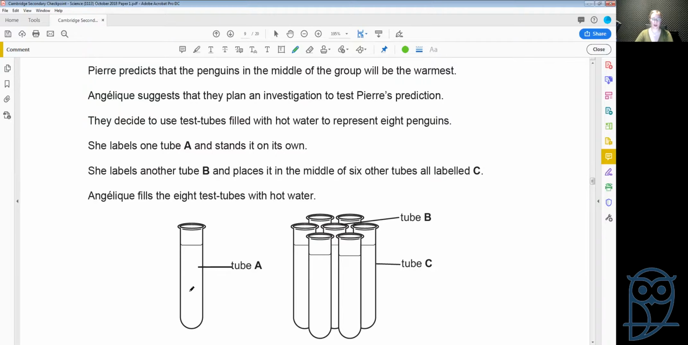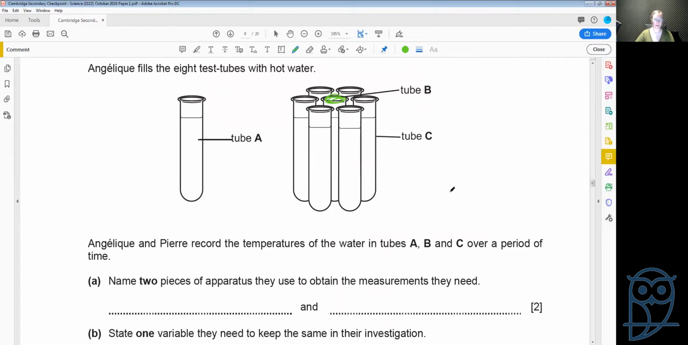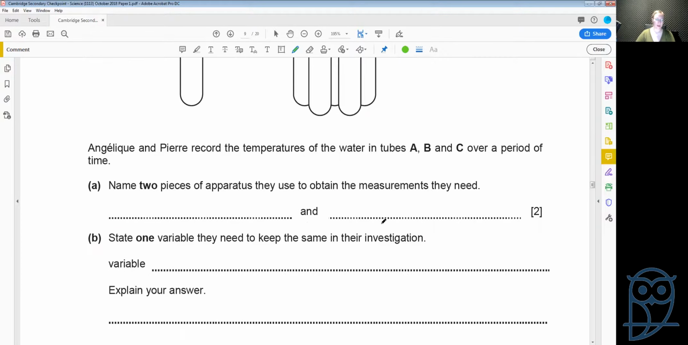So we have test tube A, which stands alone, test tube B, which is there in the middle, and then test tube C, which is those 6 around test tube B. And then they fill them all with hot water. So now they record the temperatures of the water in tubes A, B, and C over a period of time. So name 2 pieces of apparatus they use to obtain the measurements they need. So here we will need a stopwatch, because this will have to happen over a certain amount of time, and we will need a thermometer.